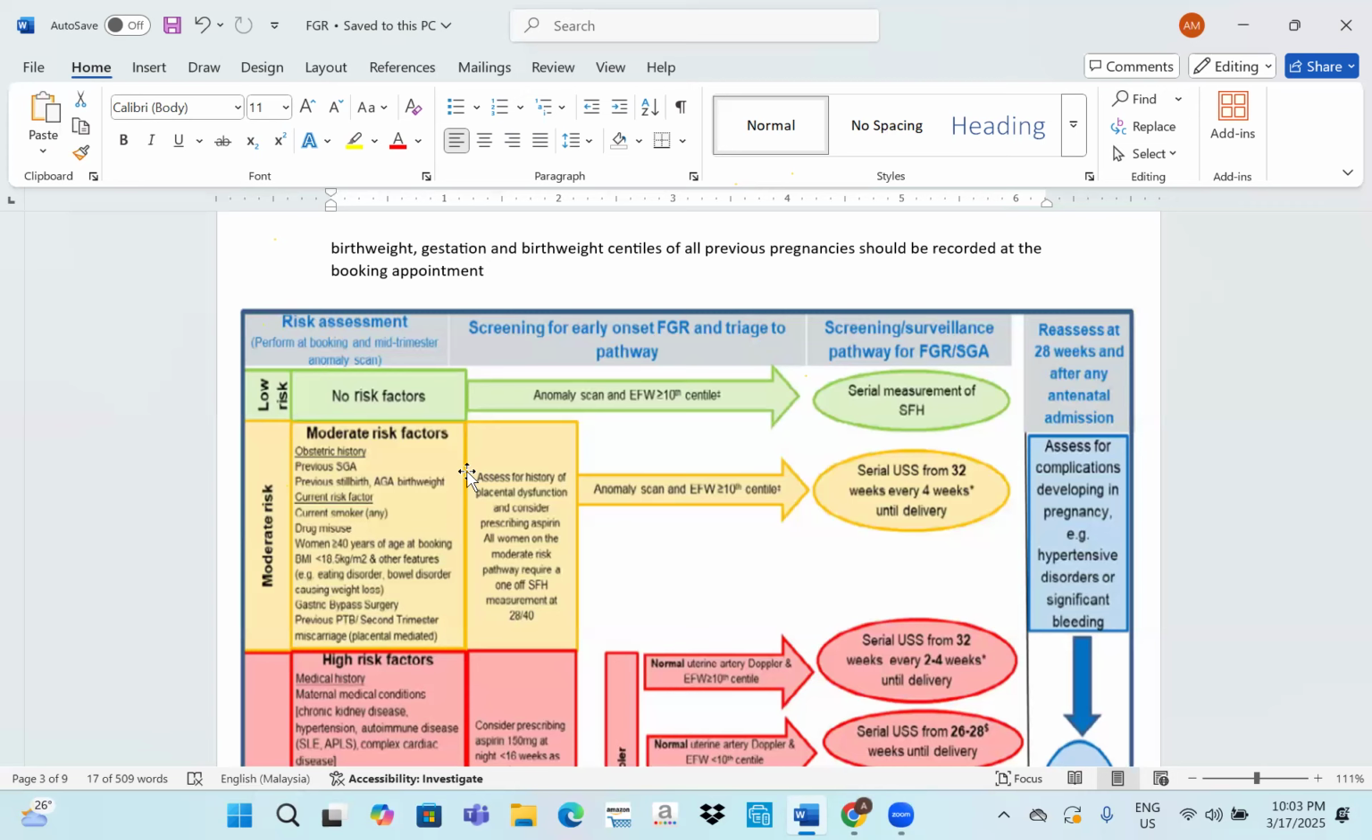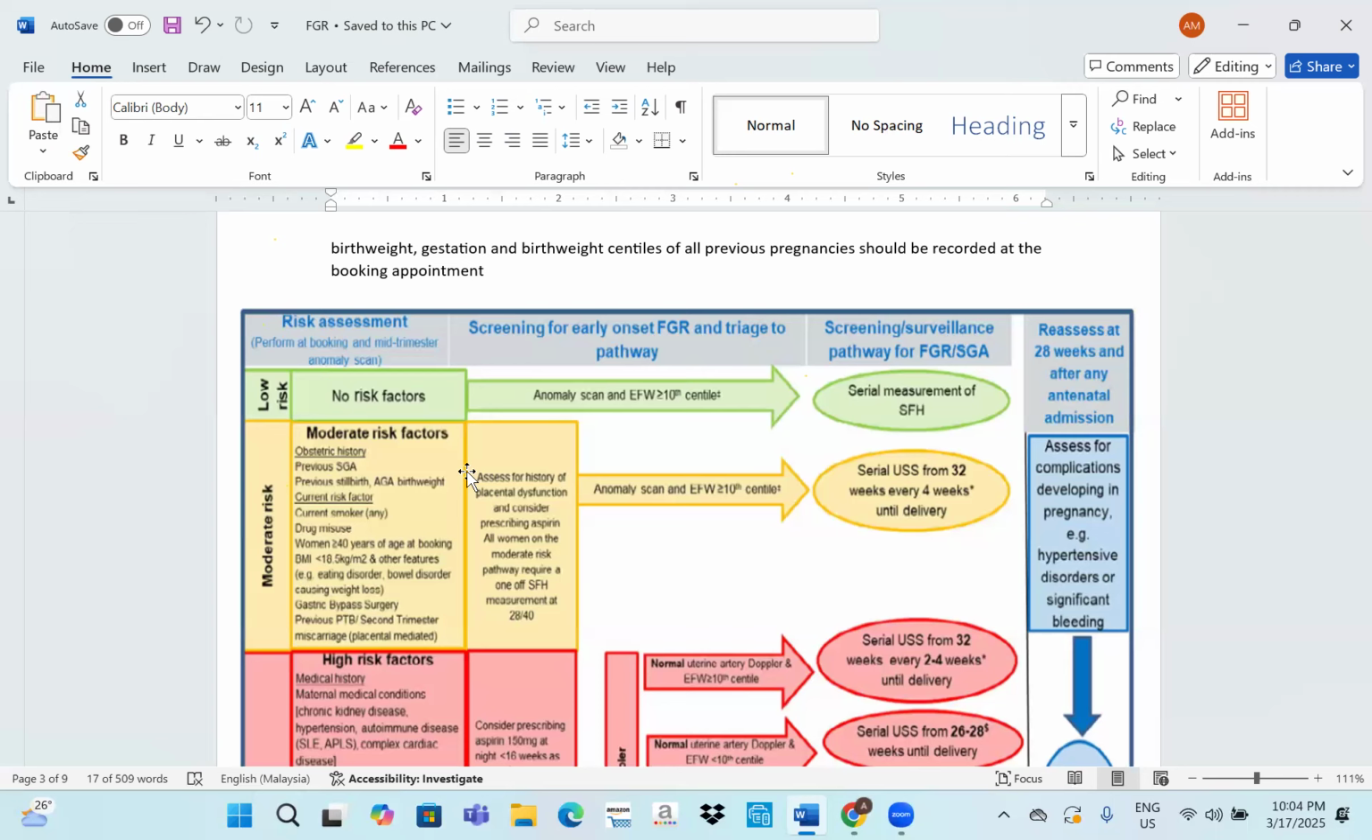Age more than or equal to 40 years at the booking, or BMI less than 18. Now the personal history, not just about smoking or drug misuse, you will ask about eating disorder also. Okay, or any reduction in her weight or bowel disorder. Now the past surgical history, you should ask about any surgery like gastric bypass. And of these two, gastric banding is less dangerous, or you can say less leading towards FGR, as compared to sleeve gastrectomy. Okay, it is a malabsorptive surgery. Only gastric banding is not that dangerous.